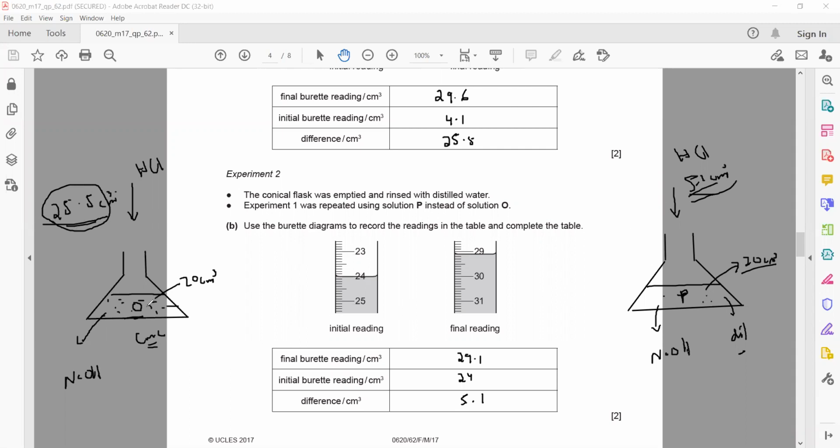Yes, the concentration of HCl is the same for both. We took the same HCl in both reactions. The only thing which we change is what is there in the conical flask.